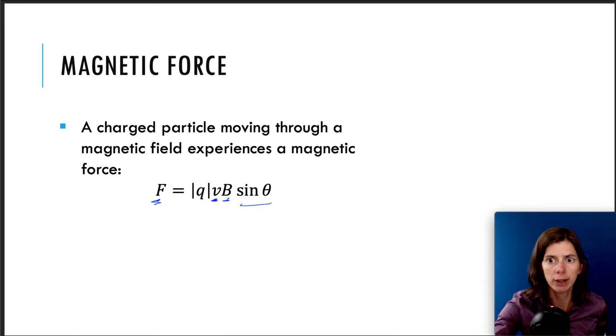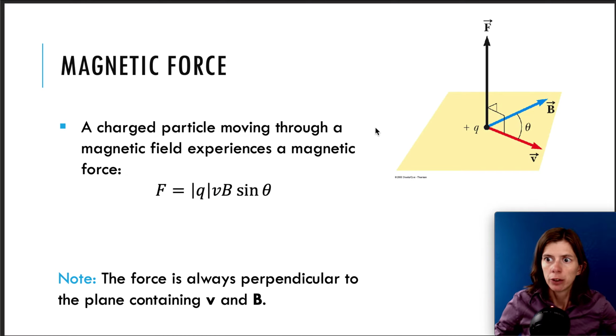I do have a picture here. So let's say that we have a charge positive Q here, and it's going to the right, that red arrow. And let's say that there's an external field going in the direction of the blue arrow into the page there. Well, you have an angle theta between V and B. And this force is going to be experienced. Now, this equation is just going to give us the amount of the force.